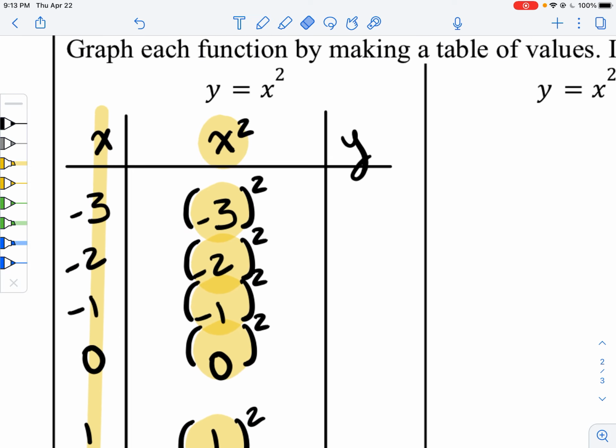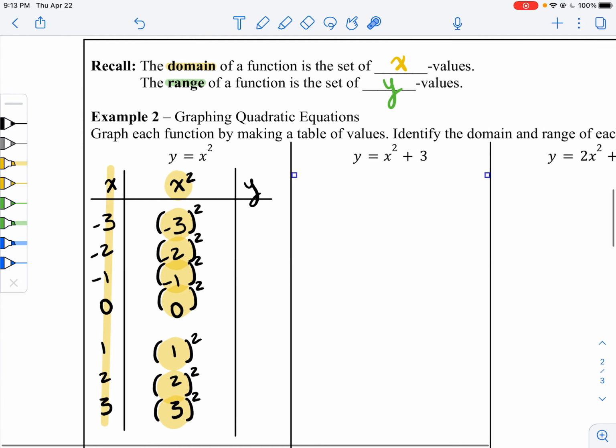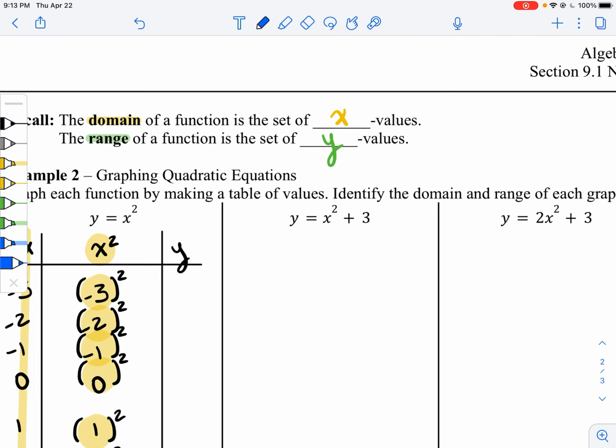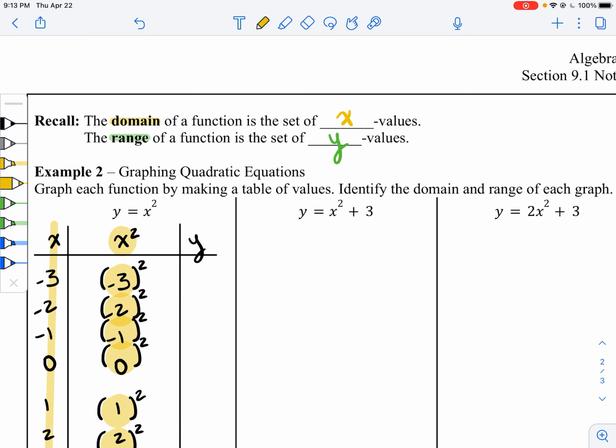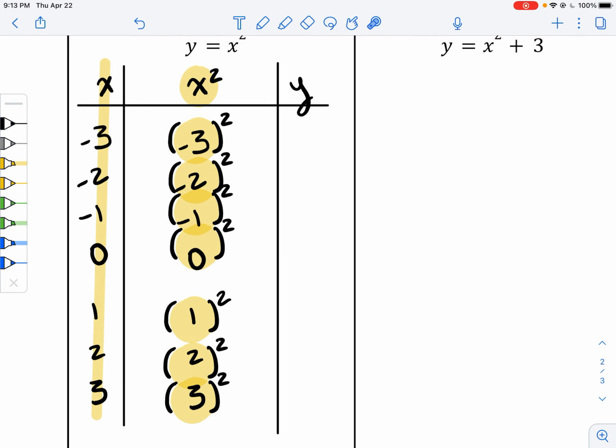Okay, so we plugged in. Oh, I remember what I was missing. That's our domain. The domain will basically always be, for this class, all real numbers, because there's no number you can't plug in here. It gets really complicated later, but for now, your domain is just going to be all real x's. But your y will not be all real numbers.